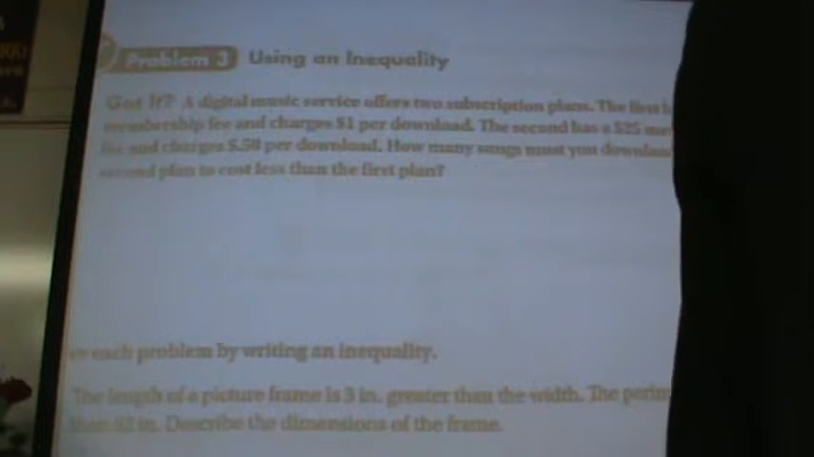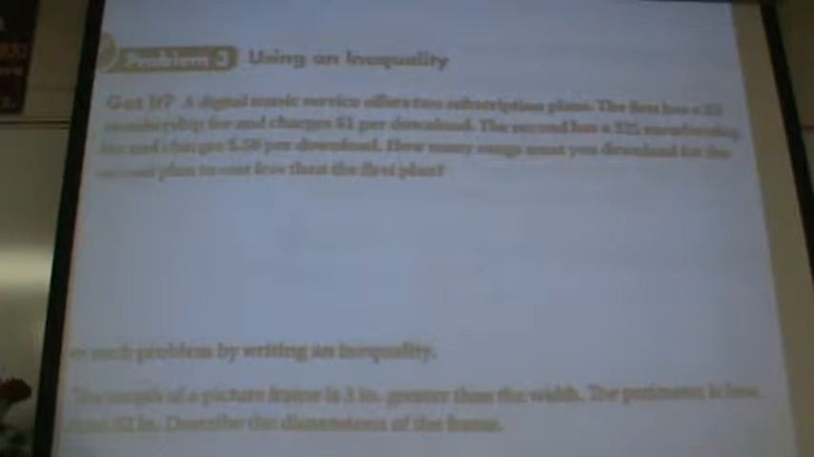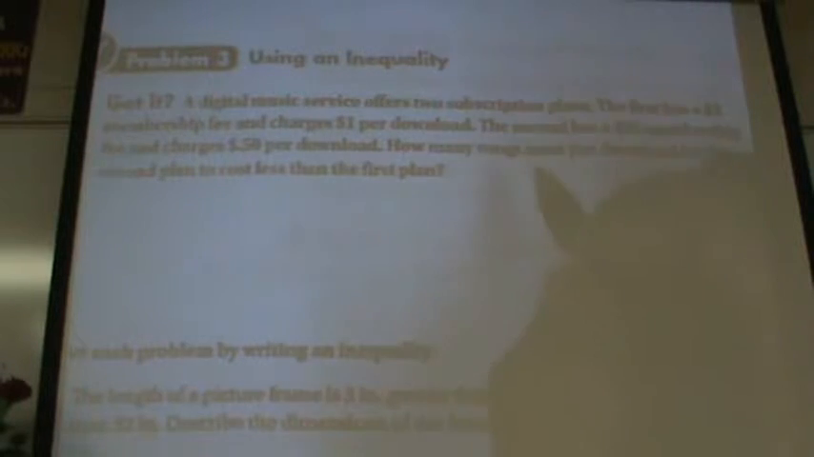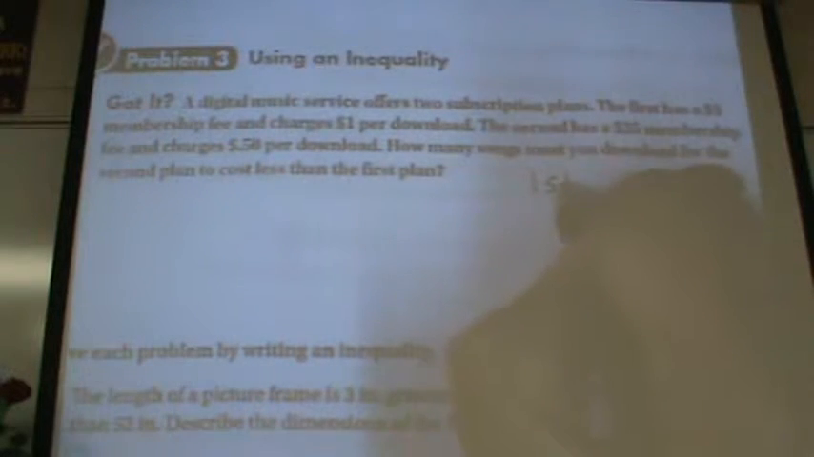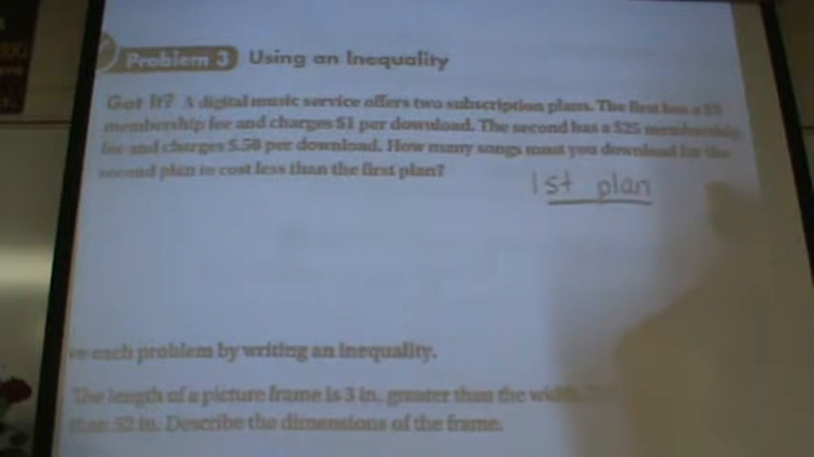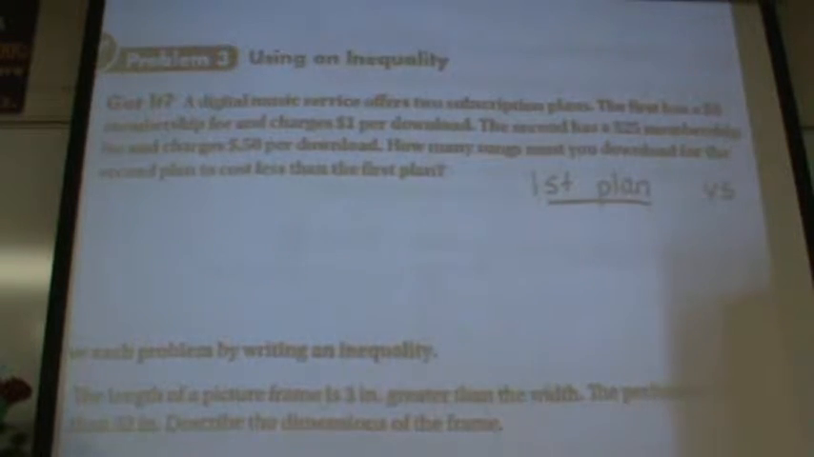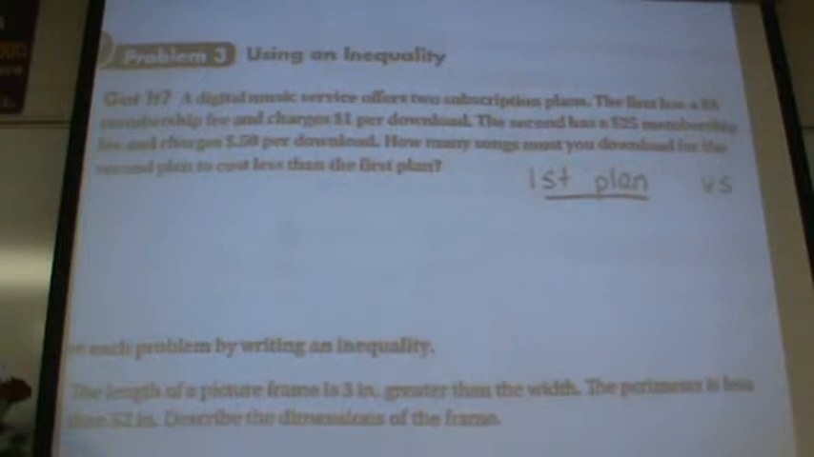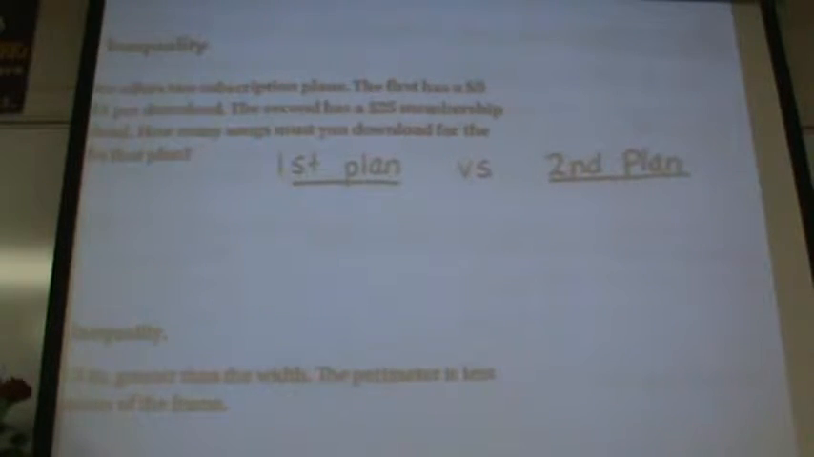Okay. A digital music service offers 2 subscription plans. We're going to compare these 2 plans. Plan 1, the first plan, and we're going to compare it with the second plan. Okay, first versus the second plan.